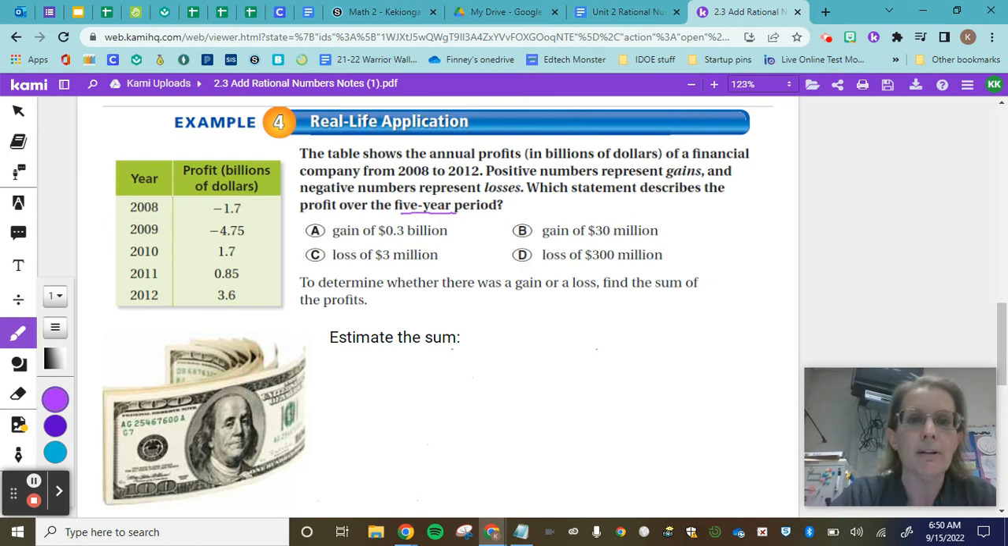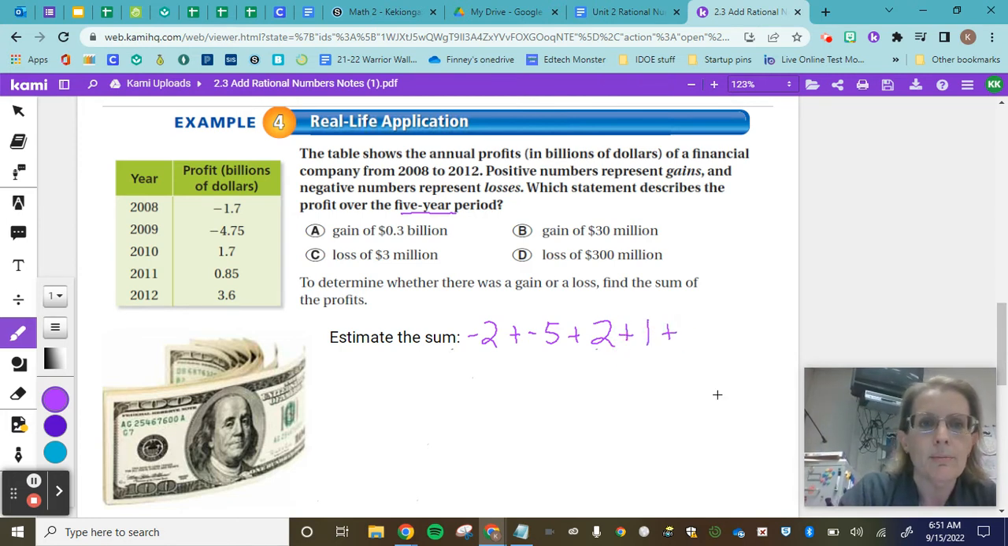So here's our 5-year period. We can estimate really quickly. So I have -1.7, that's going to be -2. Negative 4.75 will round to negative, let's make that negative 5 because it's going to be closer to negative 5 than 4. Plus 1.7 is close to 2. Plus 0.85 is close to 1. Plus 3.6 is close to 4.